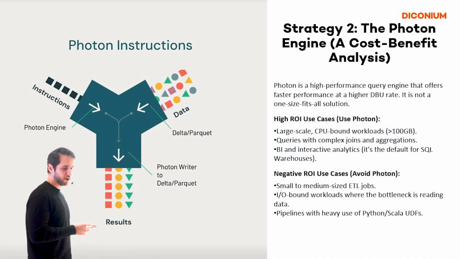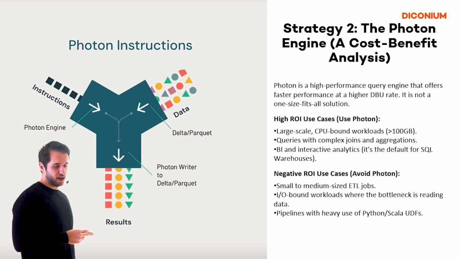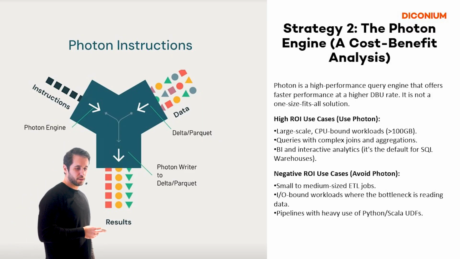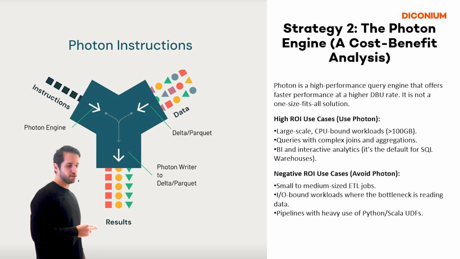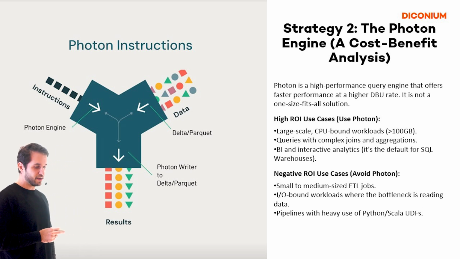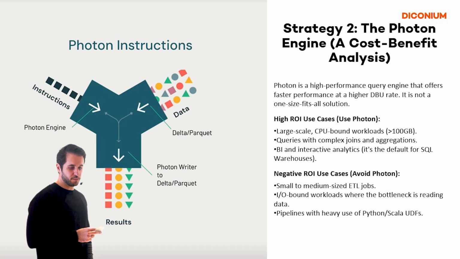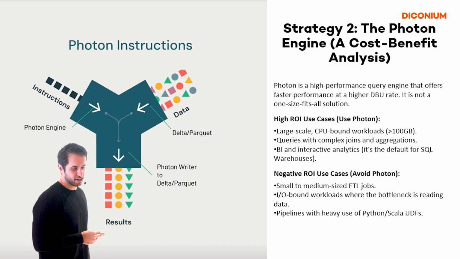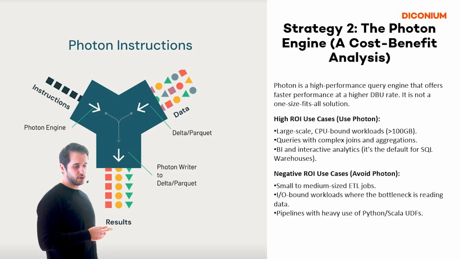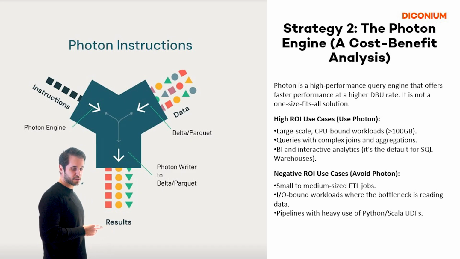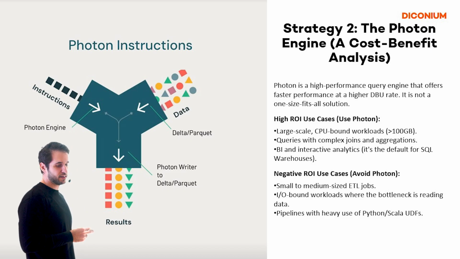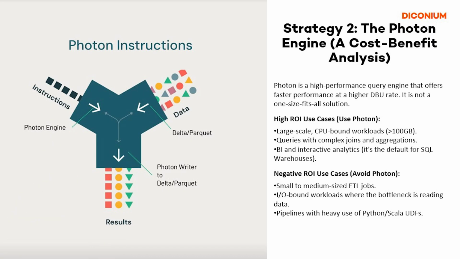Let's look at the query engine, Photon. It's like a high-performance engine, but costs more per hour, so you need to choose carefully. When to use it: Photon is great for big jobs that use lots of CPU, complex joins, and fast analytics. When to avoid it: it's usually not worth the cost for small ETL jobs, jobs that are waiting for data (IO bound), or pipelines that use non-Photon code like UDFs.